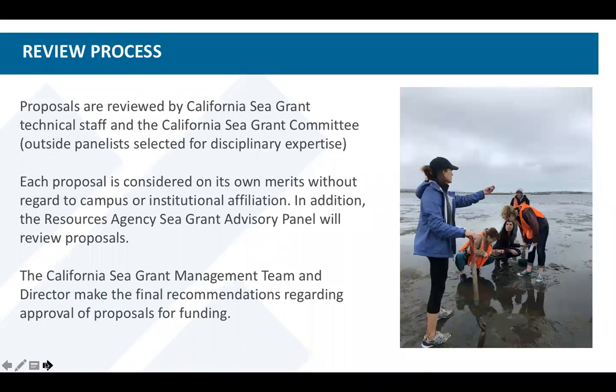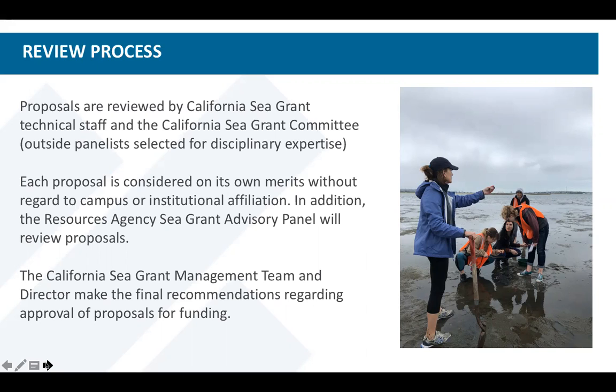For the review process, all the applications will be reviewed by California Sea Grant technical staff and the Sea Grant committee. These are the outside panelists selected for disciplinary expertise. In addition to this technical panel, each proposal will be reviewed by the Resources Agency Sea Grant Advisory Panel, or RASGAP, and these are experts employed by the state resources agencies, and they help identify research priorities based on state needs.